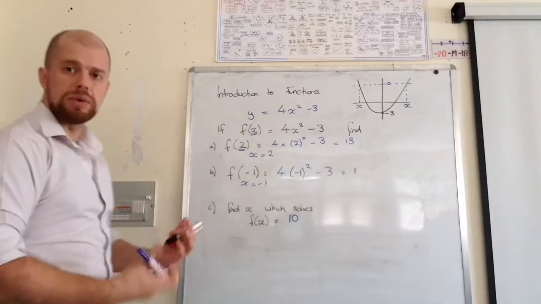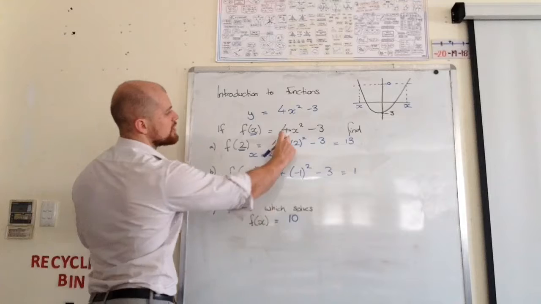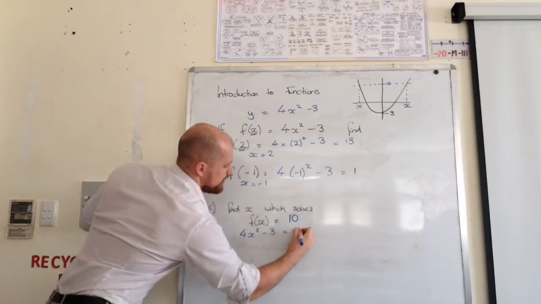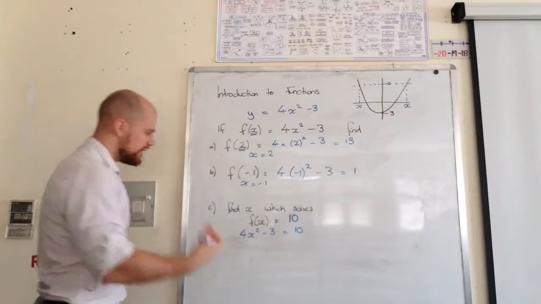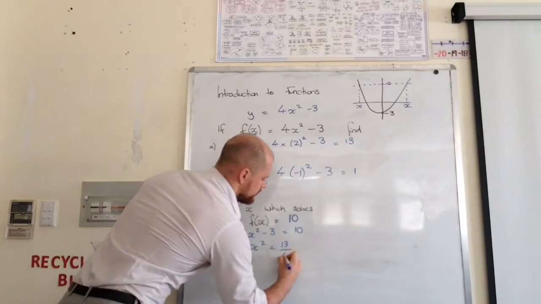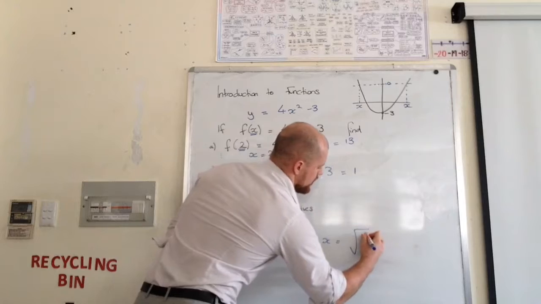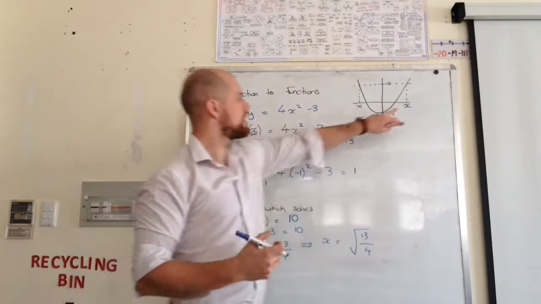However, we don't have a graph, we want to solve it algebraically, so I'm going to replace f of x with the question, 4x squared minus 3 equal to 10. Bring the 3 across, rearrange for x, you get x squared equals 13 over 4, which means that x is root 13 over 4. Now that gives you the positive answer, that gives you this answer here.